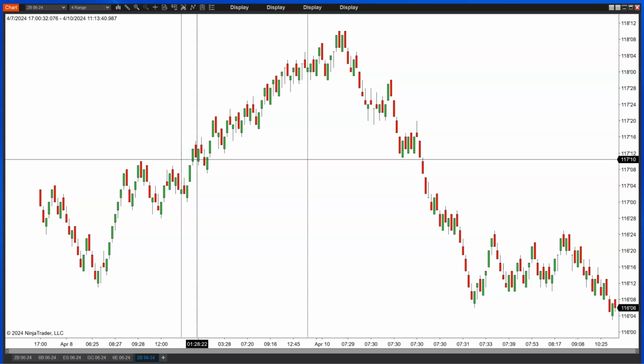Basically, it's people that are in a position and the market is moving significantly against those guys. Okay, that's what trapped means. It's traders that are holding losing positions.